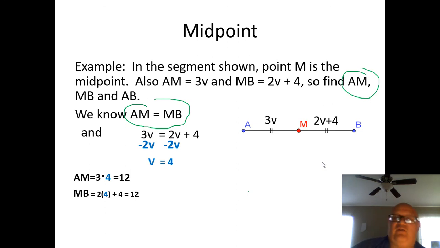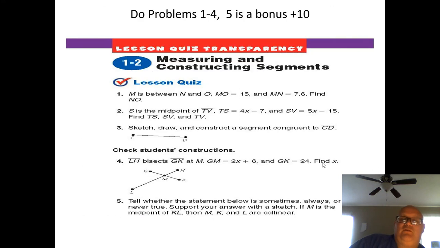If you want to double check the other side, though it doesn't ask for all three sides, MB is going to be 2 times 4 plus 4, which is 12. And then the whole length AC is going to be 12 plus 12. So that's the explanation. There's your quiz.